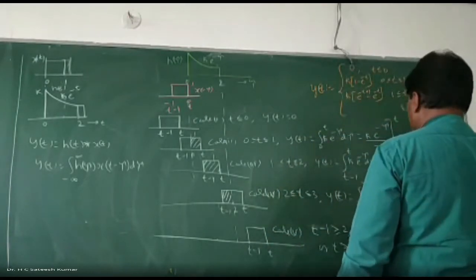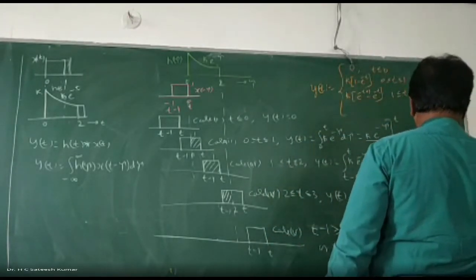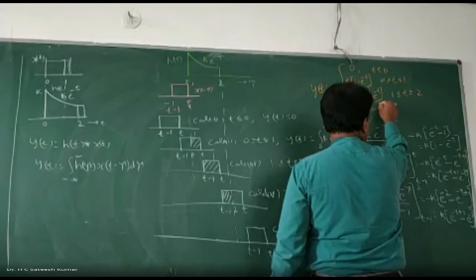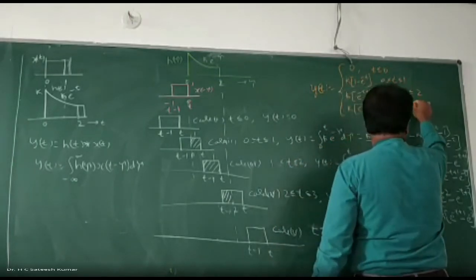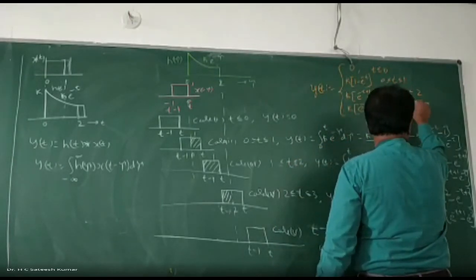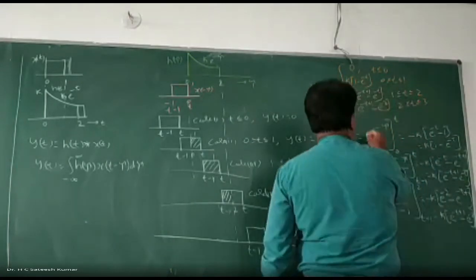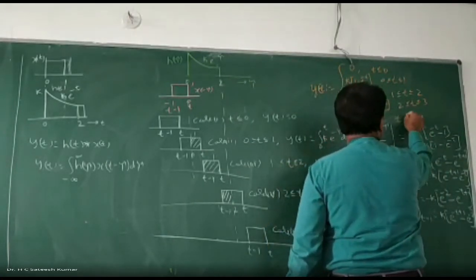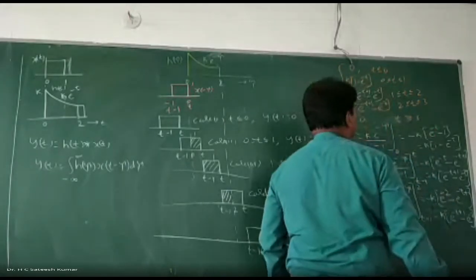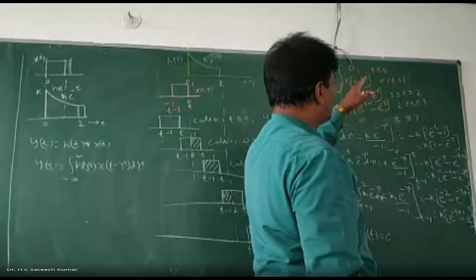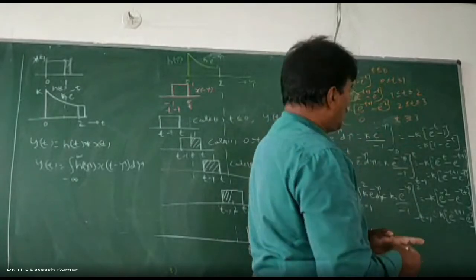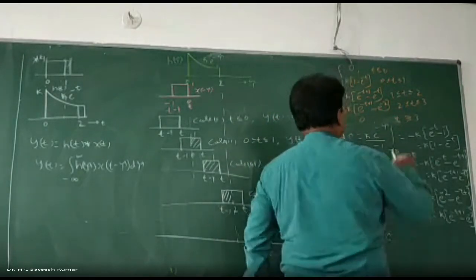Third case, what is that? Fourth case is k into e to the power of minus t plus 1 minus e to the power of minus 2 for t lies between 2 to 3, and is equal to 0 for t greater than or equal to 3. Verify the cases. Minus infinity to 0, 0 to 1, 1 to 2, 2 to 3, 3 to infinity. No overlap, no gap. Now put t is equal to 0.